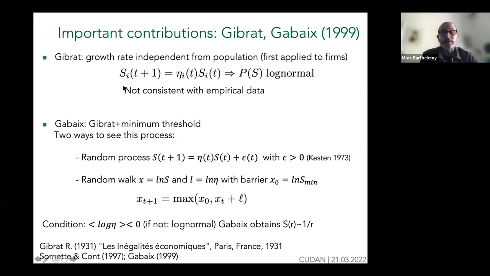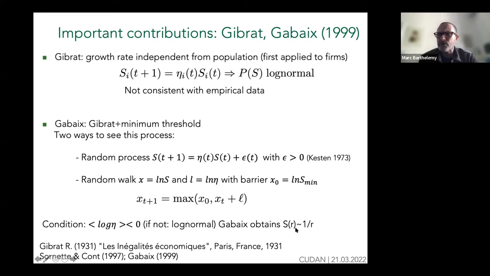And this is where an economist, Xavier Gabaix, came in 99 and proposed a variation of this model, with a very strange assumption. He assumed that the population cannot decrease below a certain threshold, which to me is in contradiction with empirics. Some cities disappeared, and that's it. But anyway, if you assume with Gabaix that there is a minimum threshold for cities, then you do the math and you find indeed some Zipf law under the form: the population is 1/rank.